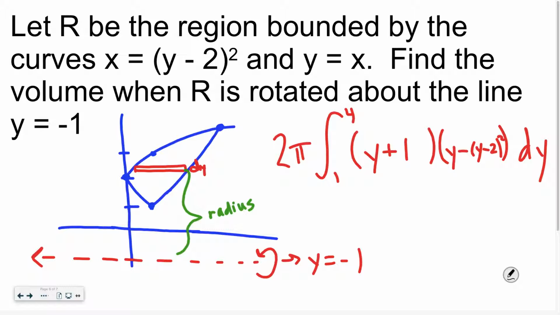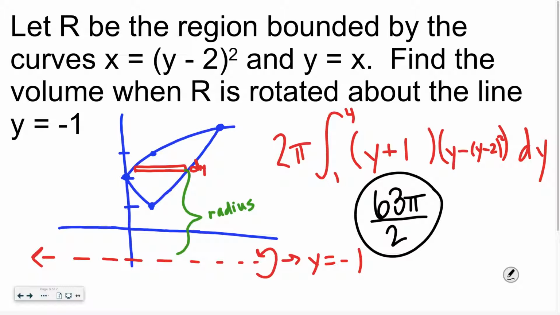Okay, so we're going to have to calculate that. Emma, did you get something? 63 pi over 2. Yep, okay. I wasn't hearing anything yet, so I was worried. Yep. I have 2 confirmations.